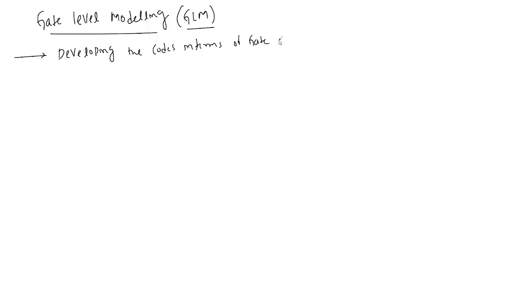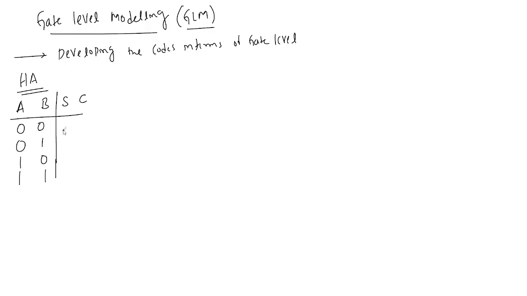Suppose a half adder, we already seen. What is the truth table for half adder? A and B are the inputs, two inputs, and sum and carry are the outputs. For 0 0, 0 1, 1 0 and 1 1, we know that sum 0 carry 0, sum 1 carry 0, sum 1 carry 0, and sum 0 carry 1. So how are we implementing this? Sum equals A XOR B, in digital we already seen, and carry equals A AND B.